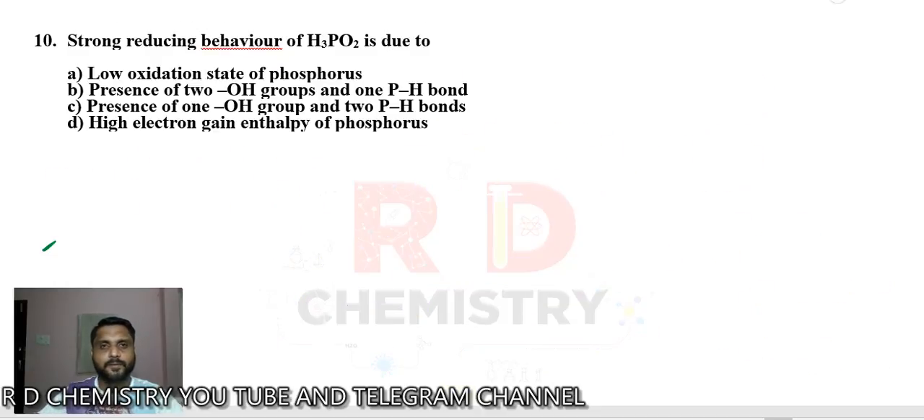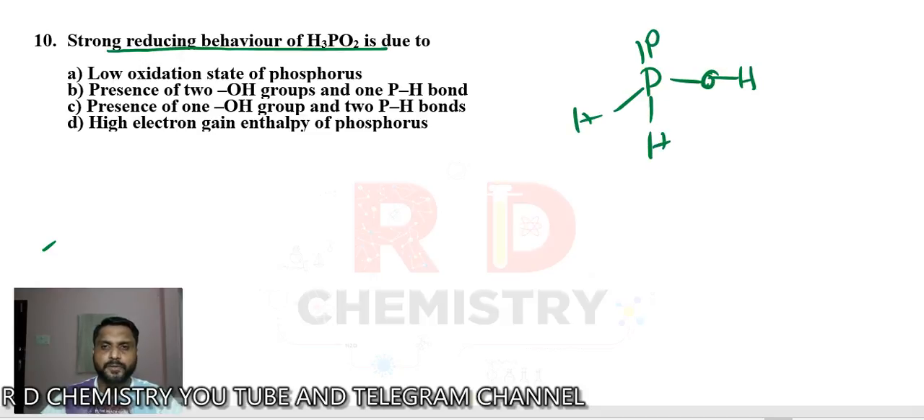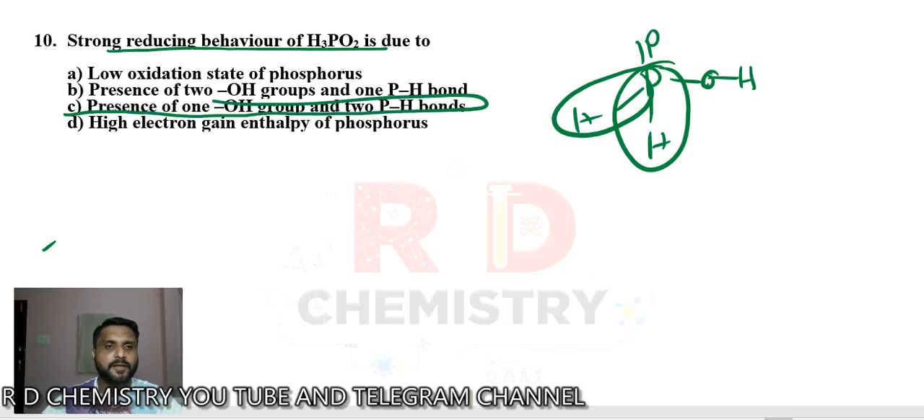Clear? Question number 10. Strong reducing behavior of the H3PO2 is. If I write this structure, P double bond O, there is one OH group and there are two PH groups. If more and more PH groups are there, it can give a hydrogen atom easily and it is called the reducing property of that compound. So here there is one OH group and two PH groups. The answer should be option number C, right? Clear?